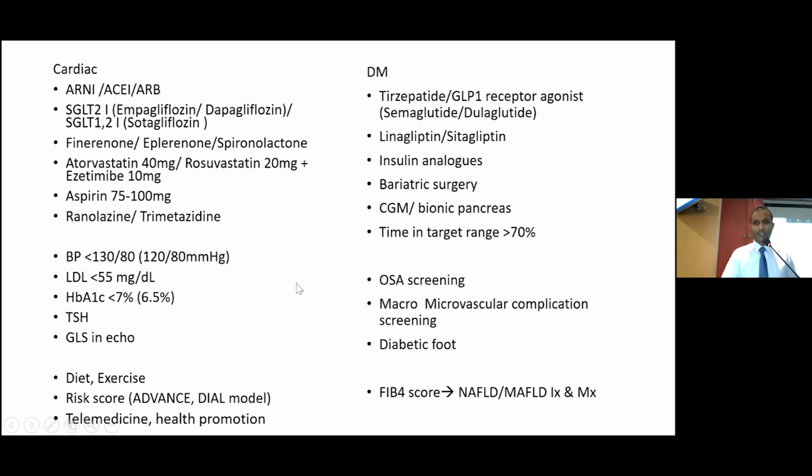So how to diagnose, how to treat the diabetes? You can use tirzepatide, a dual GIP/GLP-1 agonist, or GLP-1 receptor agonists like semaglutide, dulaglutide, liraglutide. And linagliptin is the preferred drug because the patient has proteinuria. Also insulin analogs and bariatric surgeries. The ideal patient will have a beneficial effect even if the patient's HbA1c is normal. You have to prevent blood sugar fluctuations with CGM. A bionic pancreas will be handy.